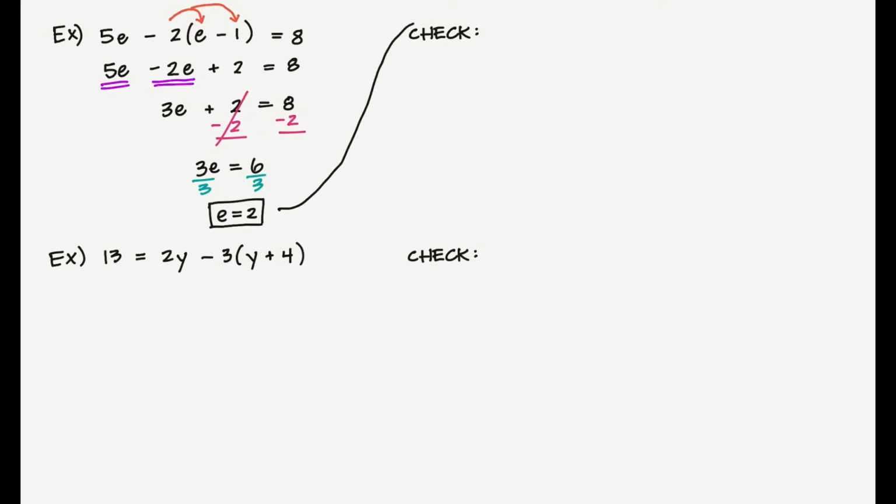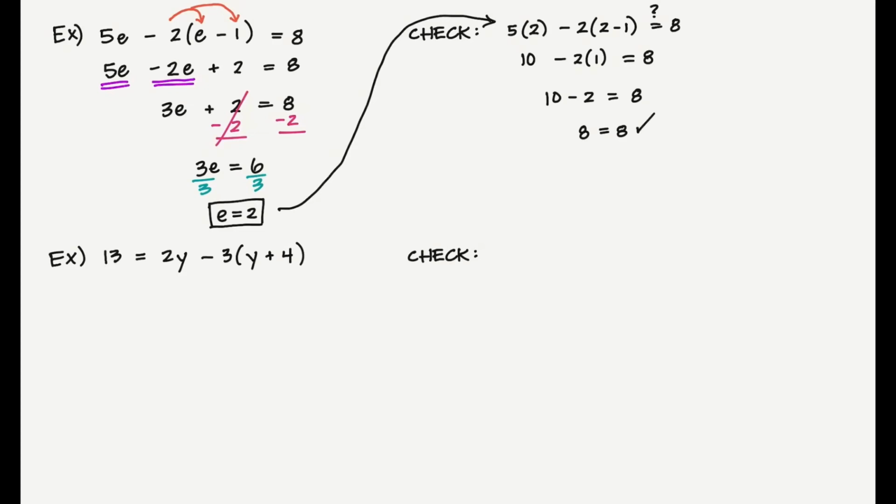All right, let's go ahead and plug it in. I have 2 places to plug it in. So 5 times 2 minus 2 parentheses 2 minus 1. Does that equal 8? So I have 10 minus 2 times 1, and 2 times 1 is 2, and 10 minus 2 does equal 8. So I am all set.